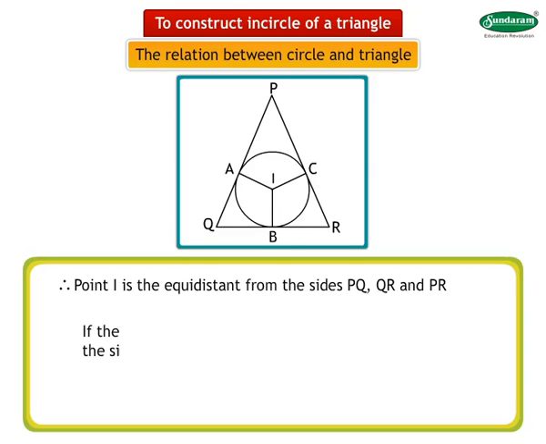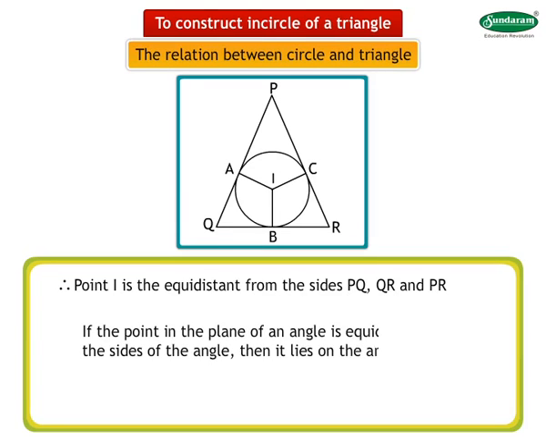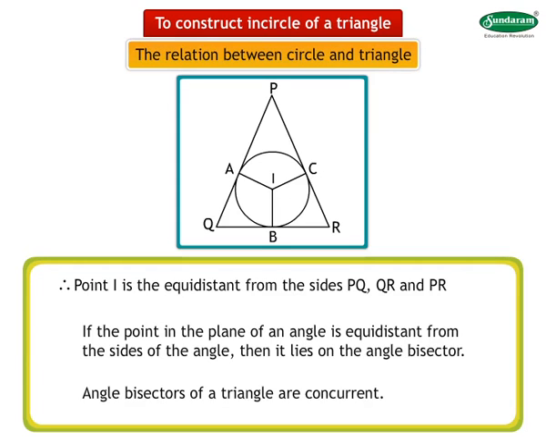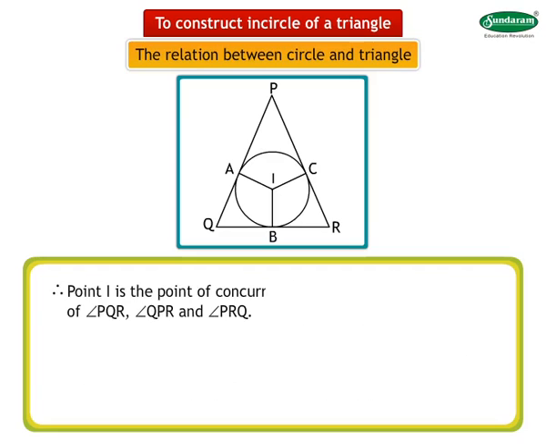We know that if a point in the plane of an angle is equidistant from the sides of the angle, then it lies on the angle bisector. We also know that angle bisectors of a triangle are concurrent. Therefore, point I is the point of concurrence of the angle bisectors of angle PQR, angle QPR and angle PRQ.